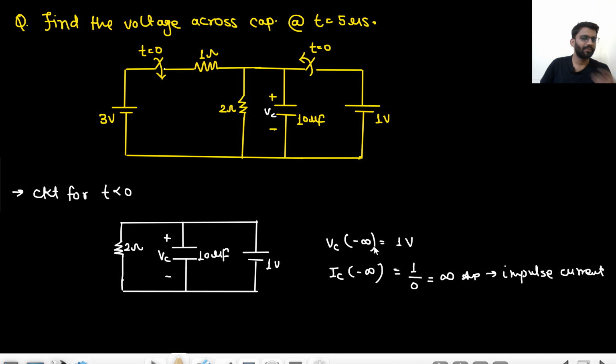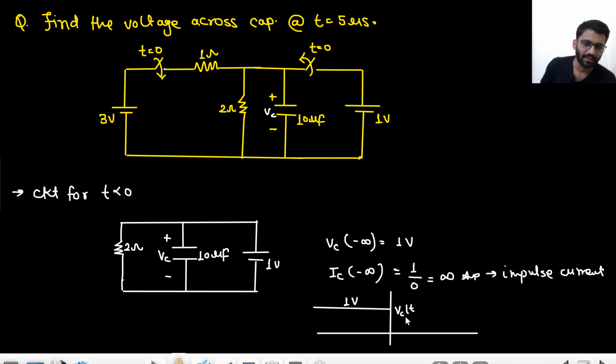So VC at minus infinity is 1 volt. Why? Because the current is infinite. The current is impulsive, right? IC at minus infinity is infinite ampere. That means impulsive current, so it is immediately charged to 1 volt. So basically it will remain at 1 volt only. So VC(t) will always remain at 1 volt. There will be no transient. In the previous analysis I had made the circuit like this, but there will be no transient this time. It will always be at 1 volt. This is what VC(t) is.